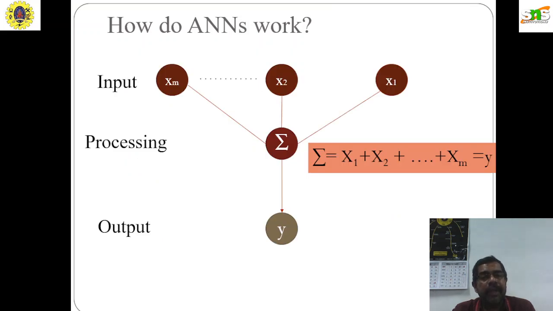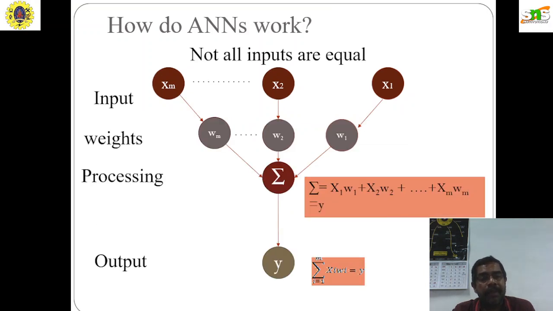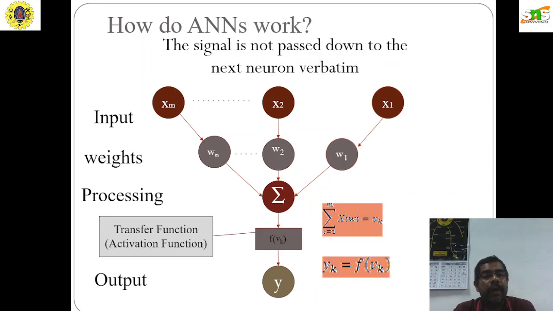So the inputs are multiplied, then summed. The summation equals x1 plus x2 plus x3 up to xm, giving y. Before that processing, we add the weights for each and every input. So x1 w1 plus x2 w2, x3 w3, up to xm wm, equals y. Finally we produce the output. So i equals 1 varying up to m, and the sum of xi into wi equals y.